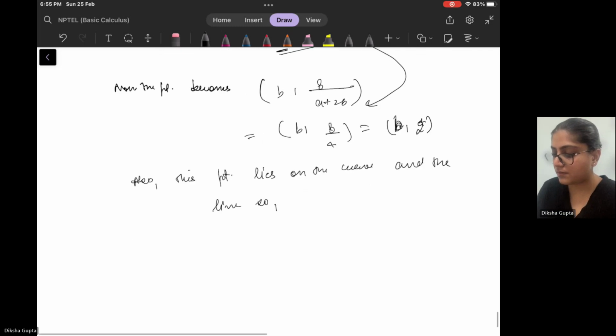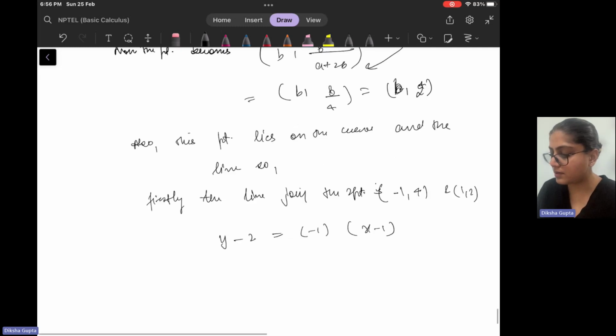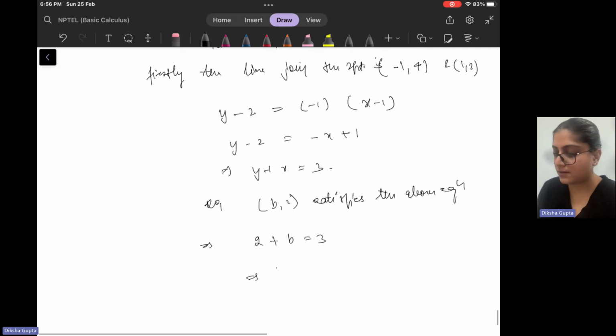So firstly, the line joining the 2 points (-1, 4) and (1, 2) is y minus 2 equals, the slope was minus 1, times x minus 1. So this is y minus 2 equals minus x plus 1. So this is y plus x equals 3. So (b, 2) satisfies the above equation, which implies 2 plus b equals 3, so b equals 1.